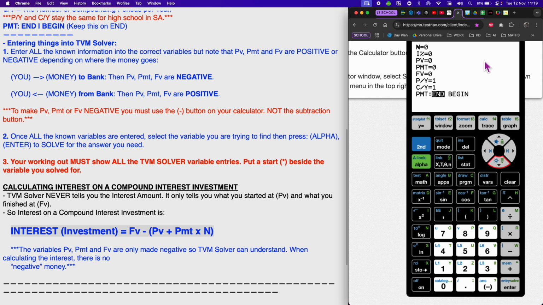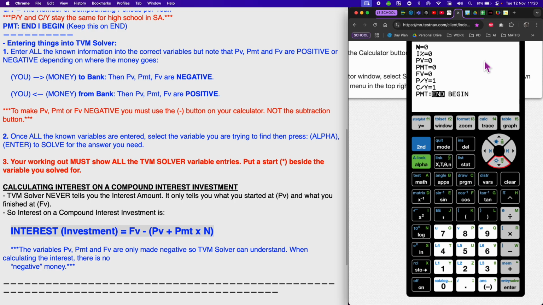This calculator doesn't tell you how much interest you pay. Okay? So you need a formula to work out how much interest you made on the investment. So that formula is, the interest on investment is what it grew to, FV, take away any payments that you made into the bank.